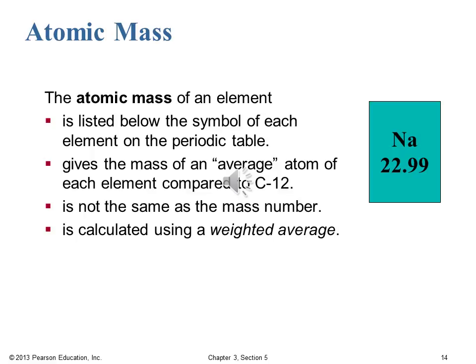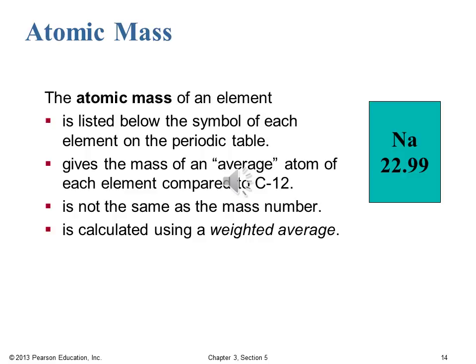Alright, so now we see an atomic mass here listed under the element symbol. So this is like our periodic table that we use for the exams. We also happen to have the atomic number above the element symbol, but this atomic mass is listed below the symbol of each element on our periodic table. It gives the mass of an average atom. So even though that mass might not represent any particular isotope, it represents the average sample that you would be interacting with. It's not the same as the mass number, right?